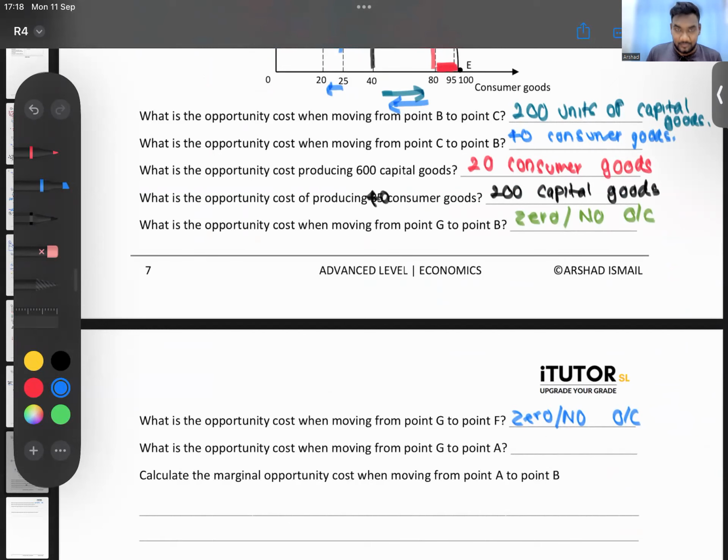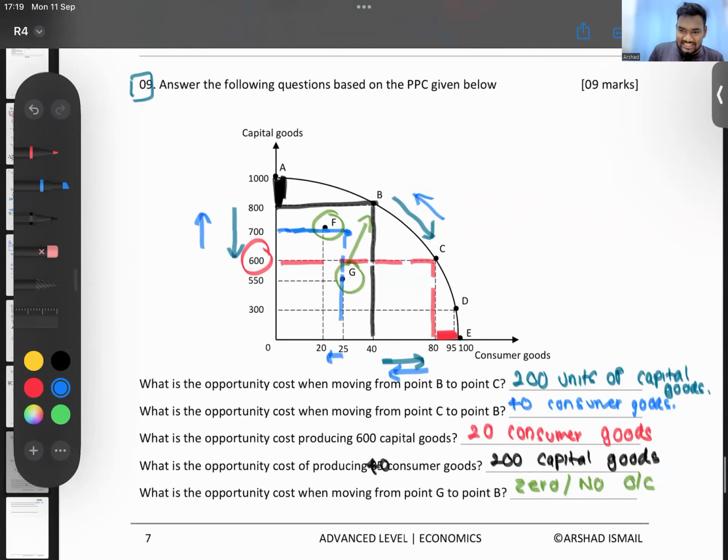Fine. Okay. Then I'll erase this a little. It's a little messy, right?